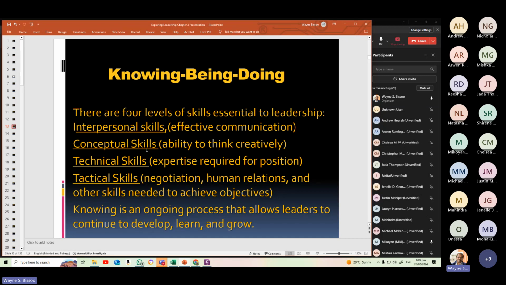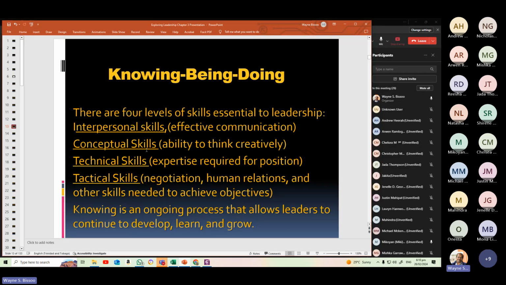Now, one of the other critical issues that we have to take into consideration is tactical skills, and that has to do with negotiating, the development of good human relationships, and other skills needed to achieve your objectives. So that's like compromising, finding consensus, being more understanding and open. Those are the kind of tactical skills that we're talking about there in the development of good leadership practice.